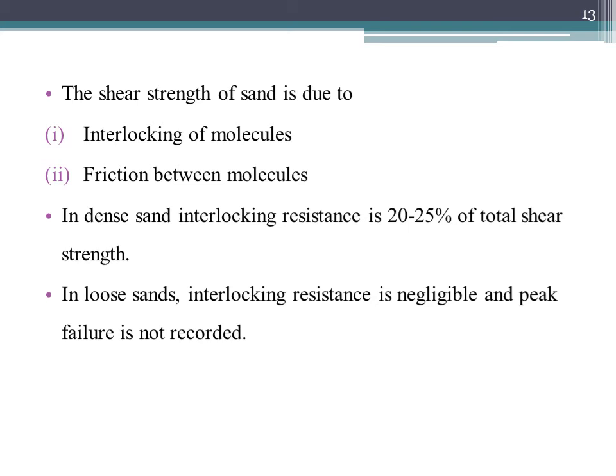The shear strength of sand is due to interlocking of particles and friction between the particles. In dense sand, interlocking resistance is 20 to 25% of total shear strength. On shearing, interlocking of particles breaks and loss in shear strength is recorded at a strain of about 4 to 6%. In case of loose sand, interlocking resistance is negligible and peak failure is not recorded. In loose sand, failure is assumed to occur when strain reaches 20% or more.